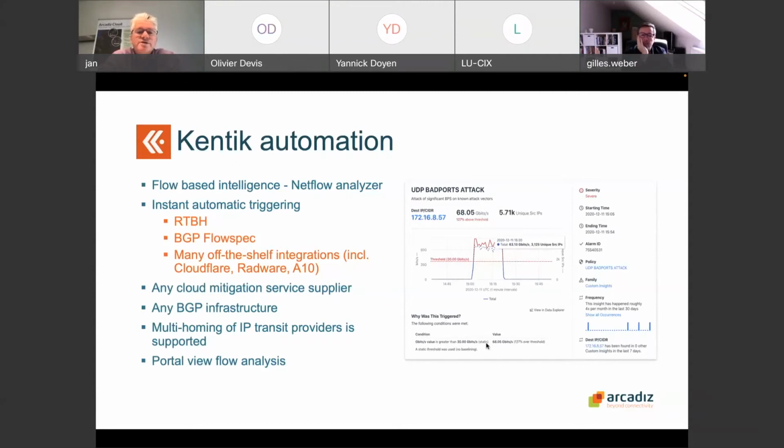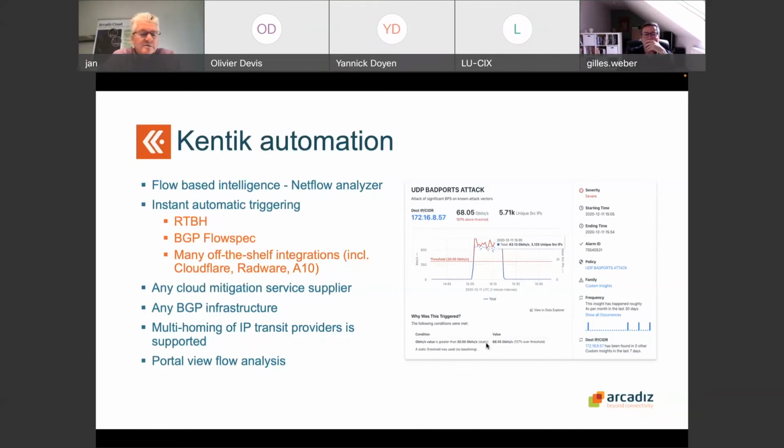We have a flow-based engine, and that has some intelligence. It's based on NetFlow Analyzer, so it also takes a sample of the data of the routers, but we can do an instant triggering with that. So different methodologies are at our disposal: black holing, for instance, and BGP FlowSpec. But the good news about the Kentik services is that there are a lot of integrations which are really off the shelf. So there is no hocus pocus to be done to get the thing solved.